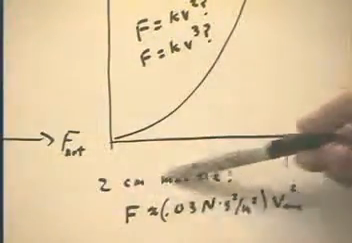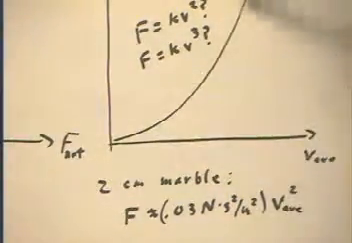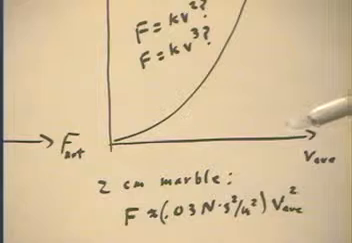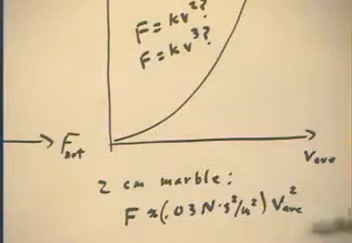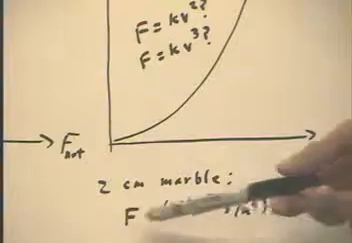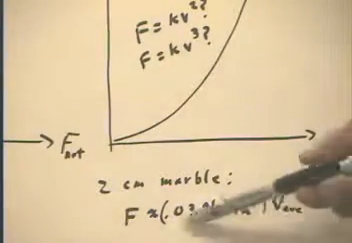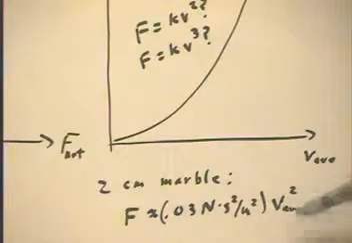For a 2-centimeter marble, we derived a fit to a power function. You can use a graphing calculator to do that sort of thing also. A power function fit for a square function fit the data quite well, and we got a force on the order of 0.03 newton-second squared per meter squared times the square of the average velocity.